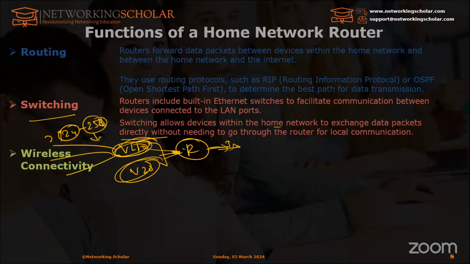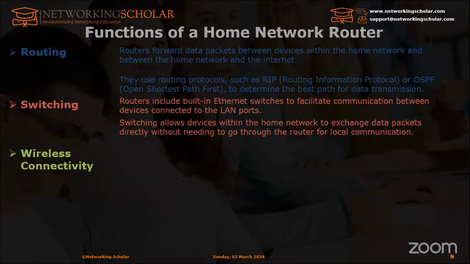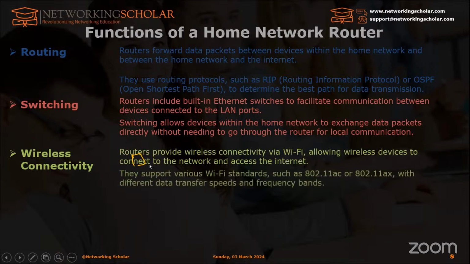Then there is wireless connectivity. So how does wireless connectivity work in a router? The router provides us wireless connectivity as well. Suppose you have a router which supports wireless connectivity. In that case it will create an SSID for us and broadcast it in our network, and we can connect using Wi-Fi, use the internet, and share files and information and multiple things.